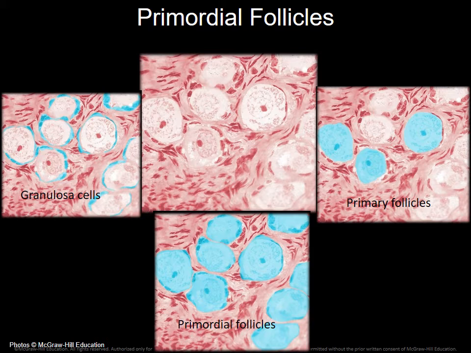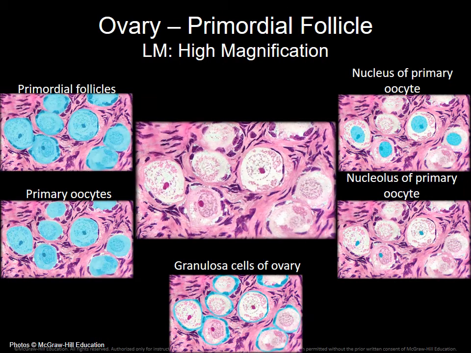So here we see the primordial follicles, the very first kind of follicle that you have in the ovaries. And again, you'll note that they are essentially an oocyte surrounded by a thin layer of simple squamous cells known as granulosa cells. Another view of the primordial follicles with their simple squamous granulosa cells surrounding them. There's a nice view of simple squamous.